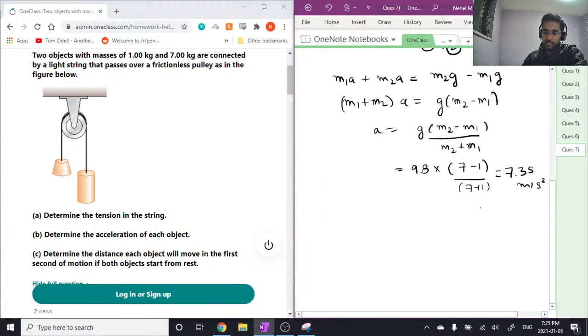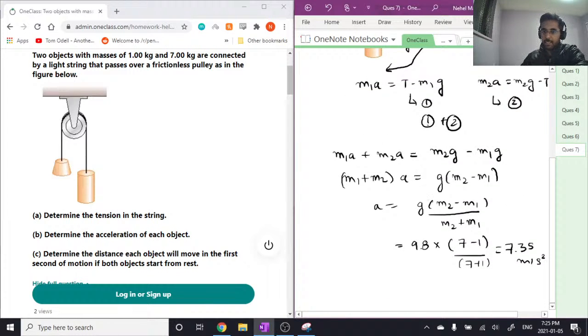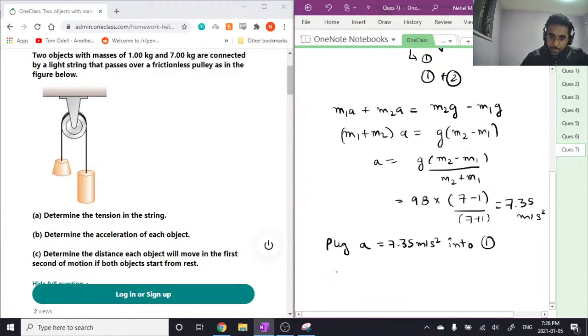Okay, so now that we have the acceleration, we can actually plug this acceleration back into any of these two equations and solve for T. So we plug a equal to 7.35 meters per second squared into equation number 1, and we would get m1, which is equal to 1, so 7.35 times 1 is equal to T minus mg, so m was again 1 times 9.8.